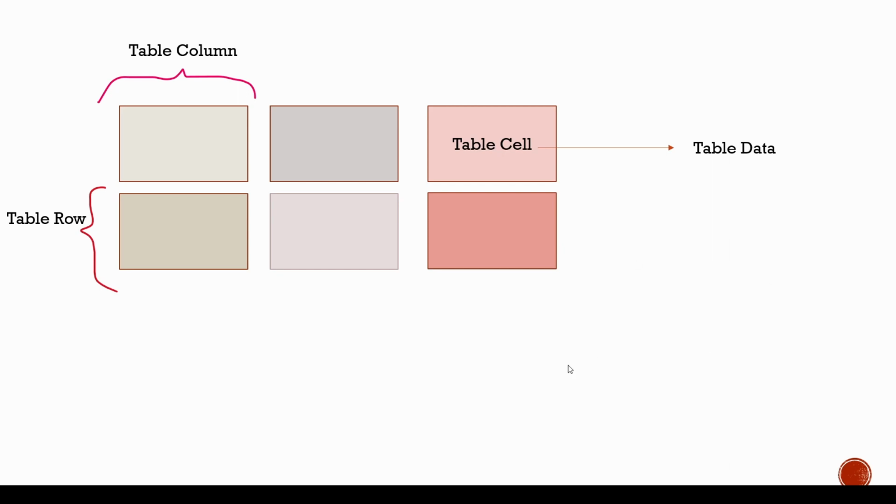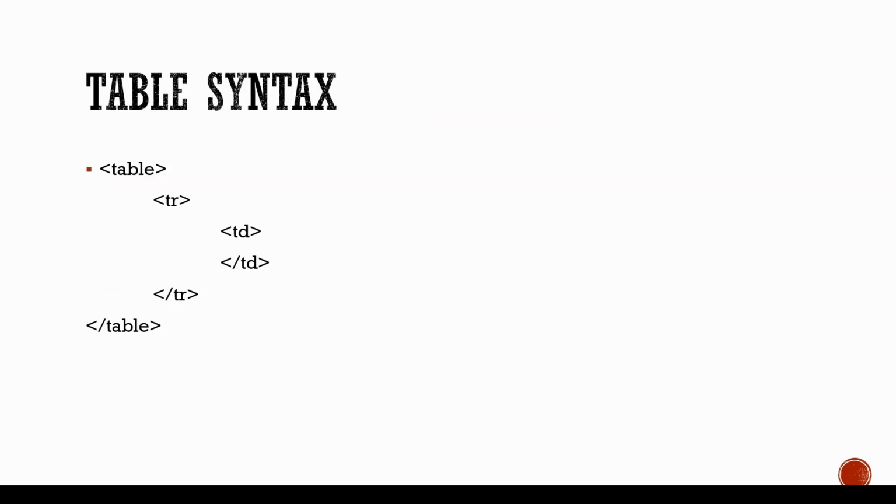Now let's look at the syntax. The syntax starts with table and ends with table, and each table cell is defined by TD. The TD stands for table data. Everything between TD start and TD end is the content of the table cell. Now the table row. Each table row starts with tr and ends with tr tag. Tr stands for table row.